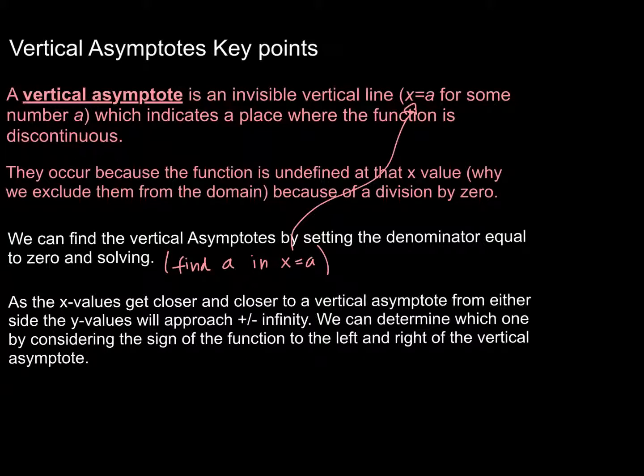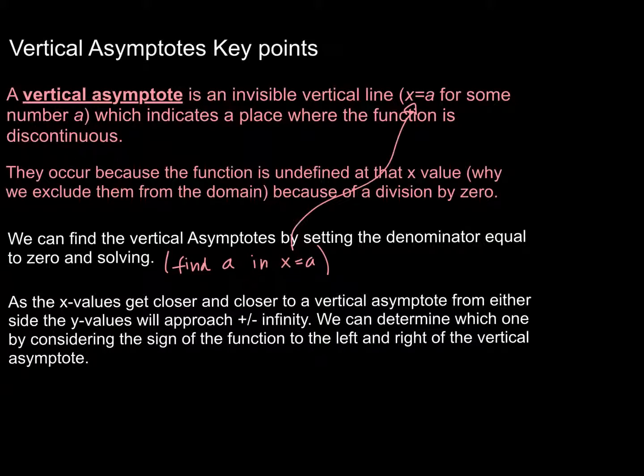All right, what we also saw is that as the x values get closer and closer to a vertical asymptote from either side, the y values will approach either positive or negative infinity, right? We saw either go up or down. And we can determine which one by considering the sign of the function to the left and to the right of the vertical asymptote. So I just went through that exercise where we looked at that table of values, and so you can clearly check which way it will be going, towards positive infinity or towards negative infinity.